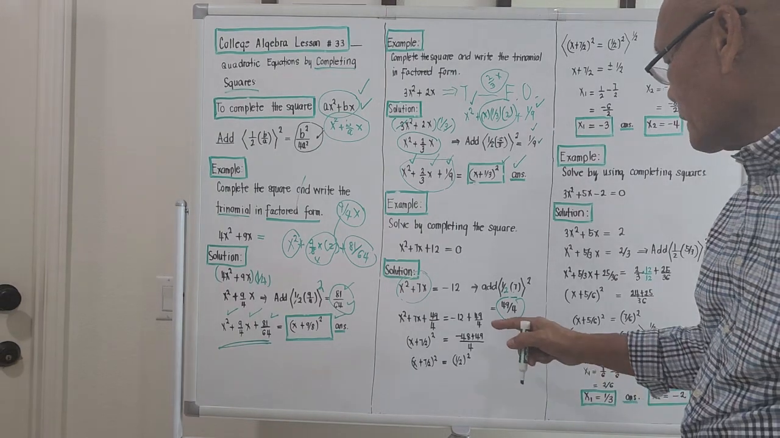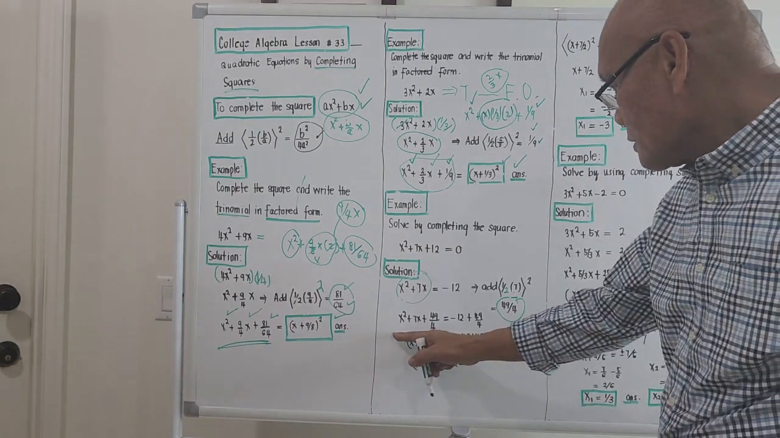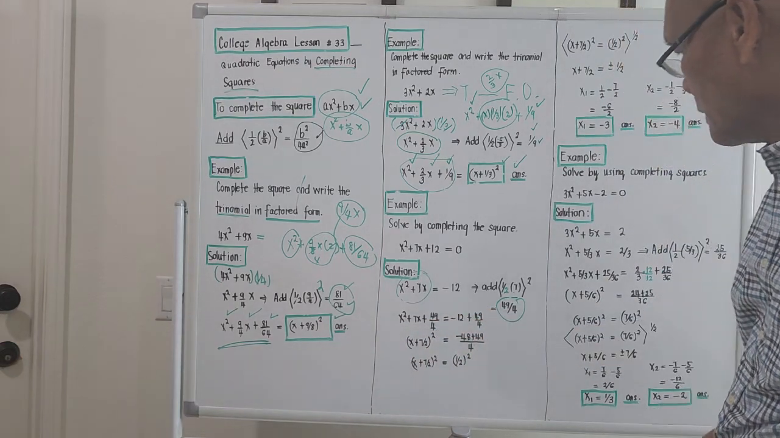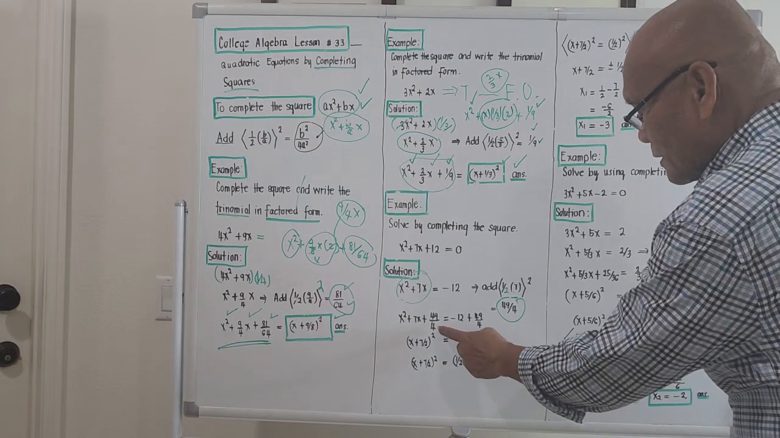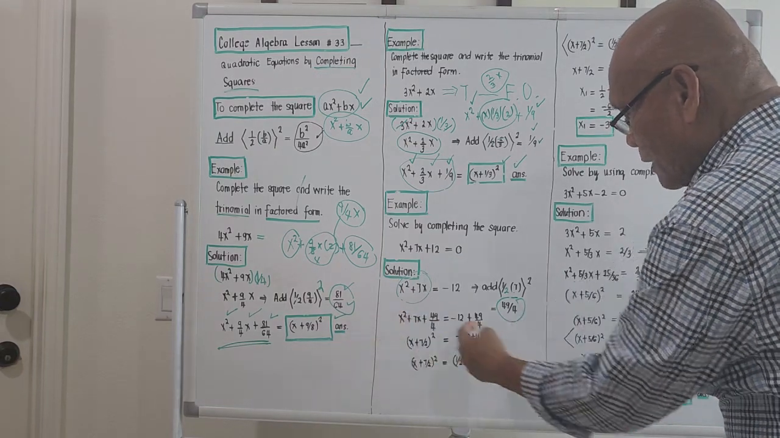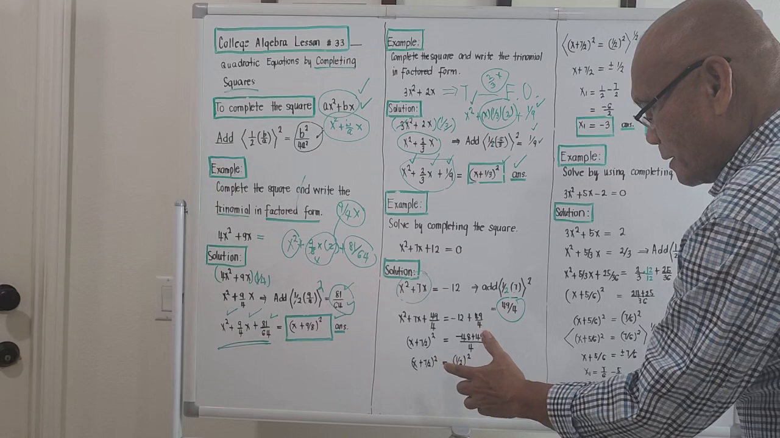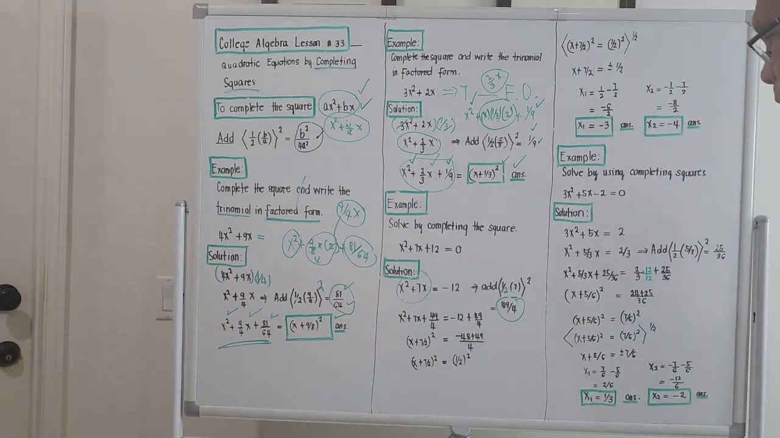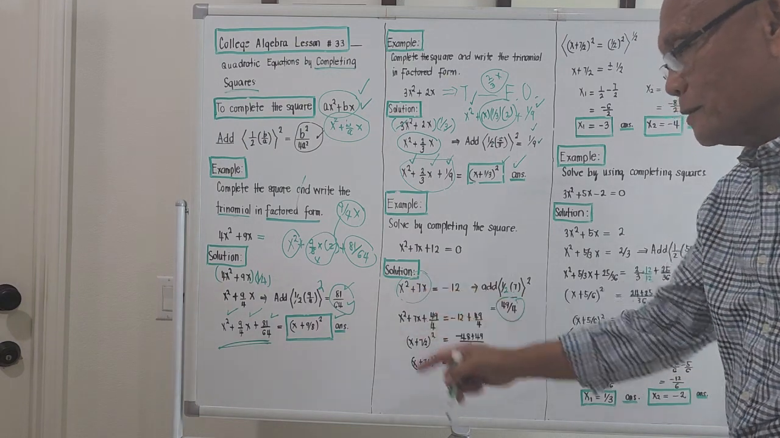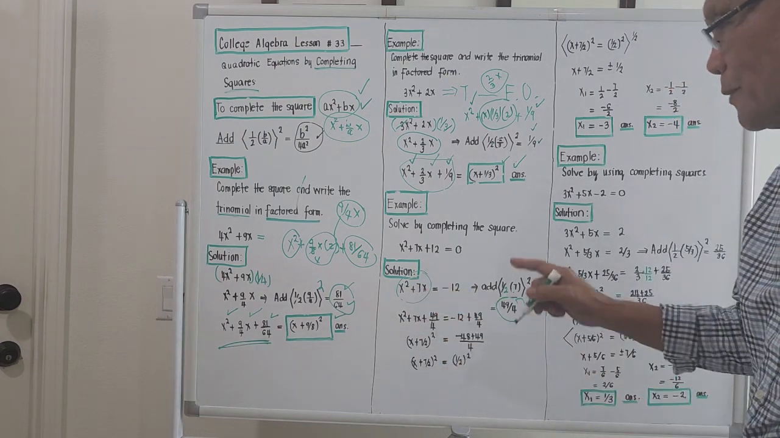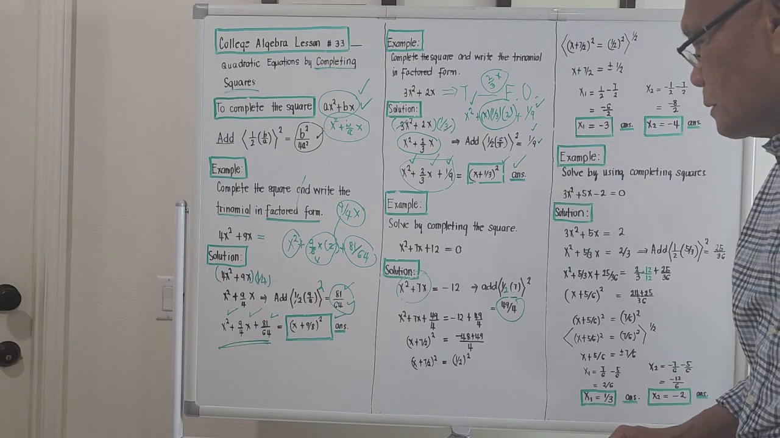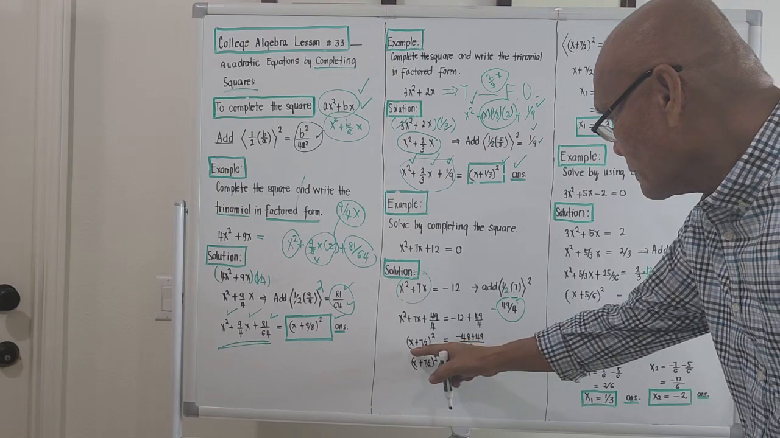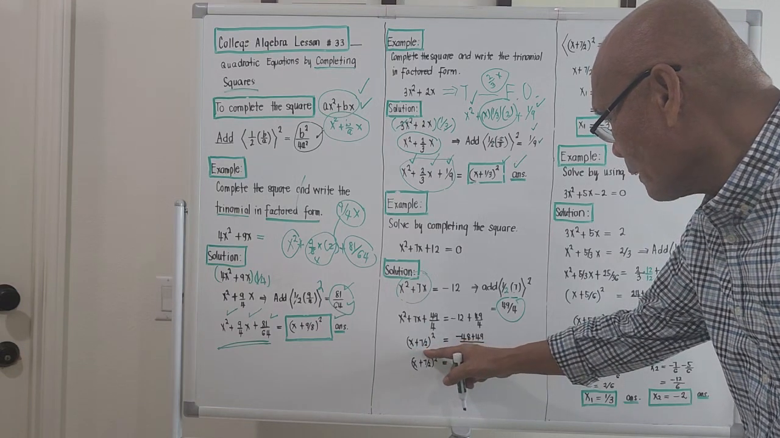So adding 49 over 4 to both sides, x squared plus 7x plus 49 over 4 equal to negative 12 plus 49 over 4. You add 49 over 4 to the left, you add 49 over 4 to the right. We can do that. It will not change the value of the equation. Then we combine the left hand side. The left hand side now will become a perfect trinomial square. This is now factorable to the quantity x plus 7 over 2, quantity squared.